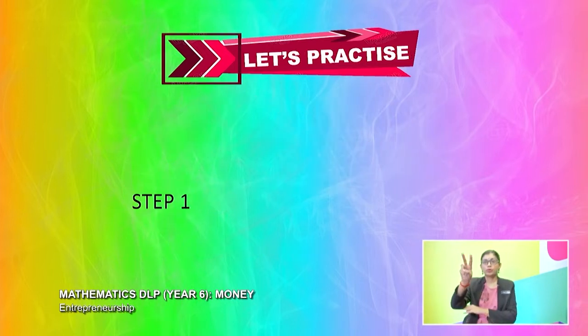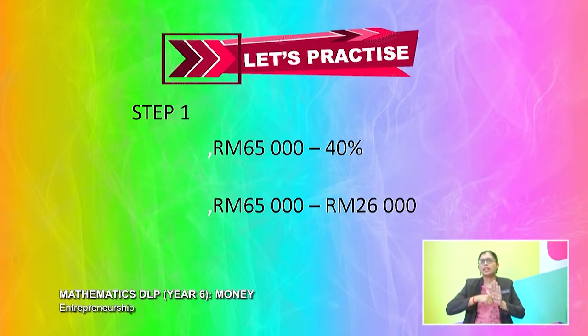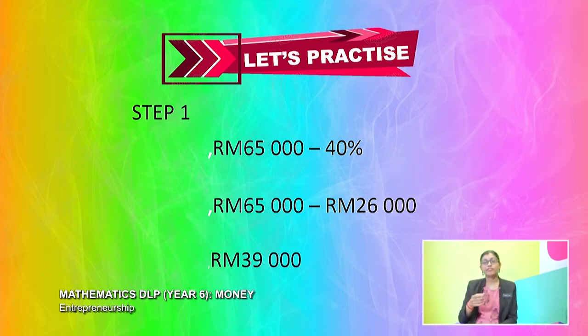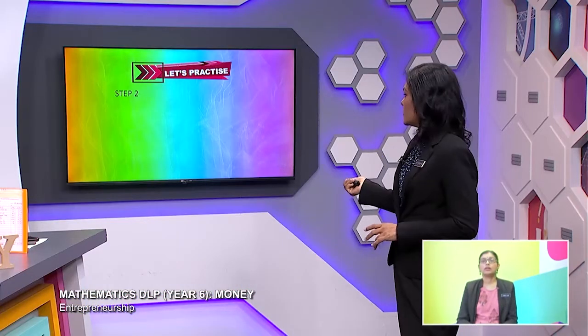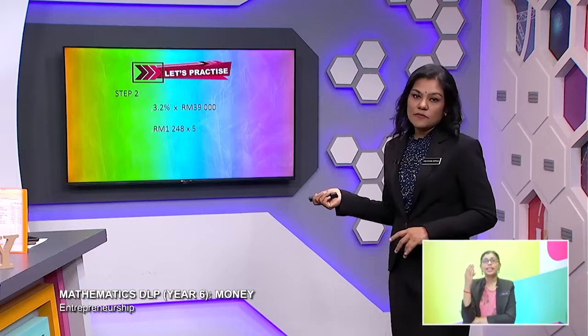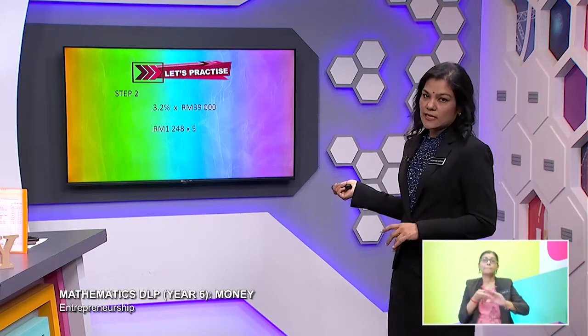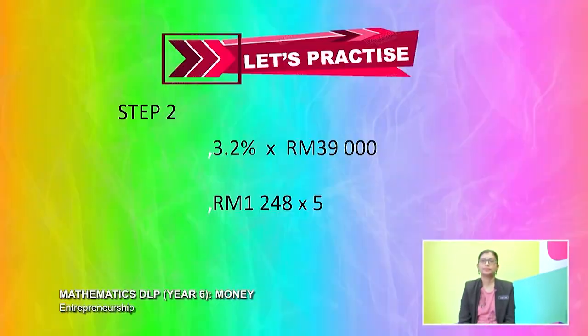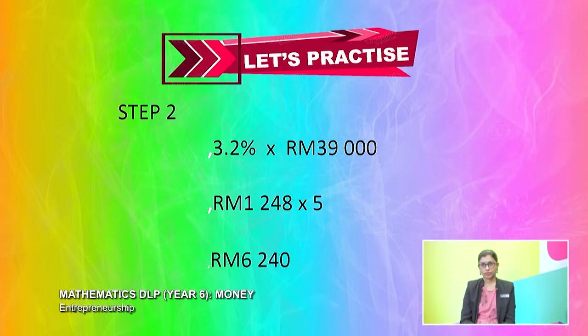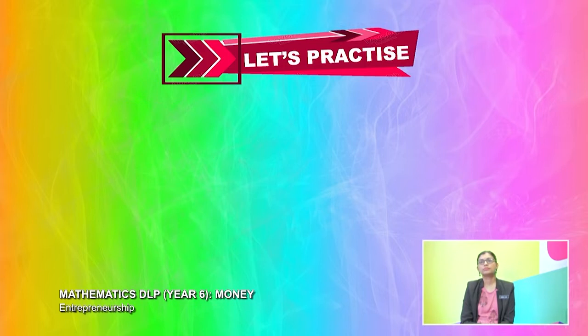So what we do, step 1, we find the 40% out of the 65,000, the total price of the car. So it is about 26,000. So you minus, you get the balance, that is the 39,000. So that 39,000, remember, Mr. Alex took a bank loan, right? For step 2, we times with the 3.2%, given by the bank. It's about 1,248. And then we times it with 5 because it's going to pay for 5 years. So it is about 6,240.